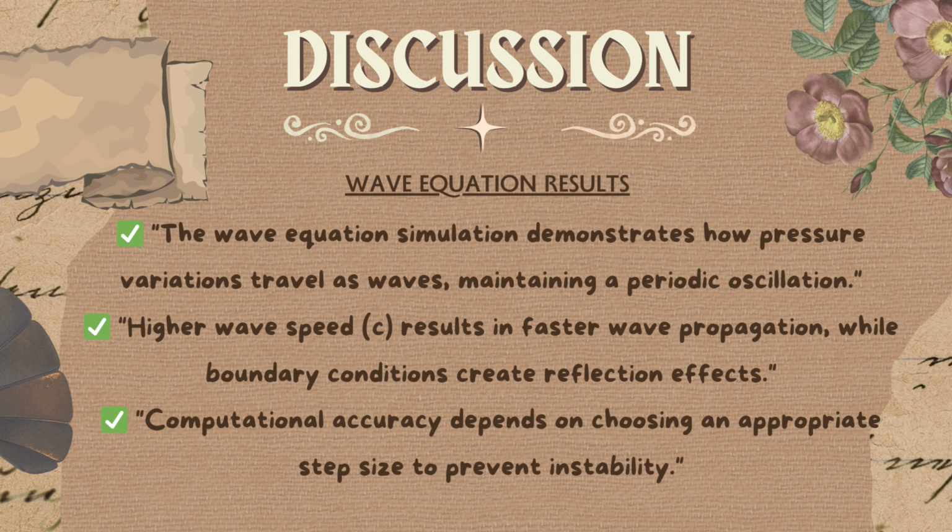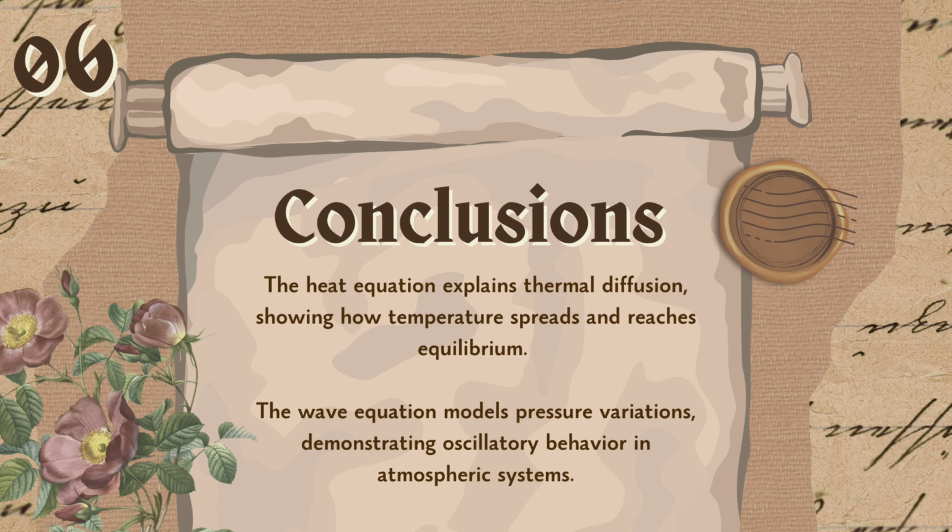So let's summarize everything in our conclusions. In summary, my computational results confirm that differential equations effectively model weather patterns. The heat equation explains thermal diffusion, showing how the temperature spreads and reaches equilibrium. The wave equation models pressure variations, demonstrating oscillatory behavior in atmospheric systems.